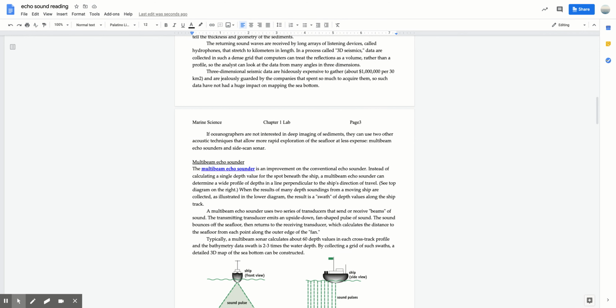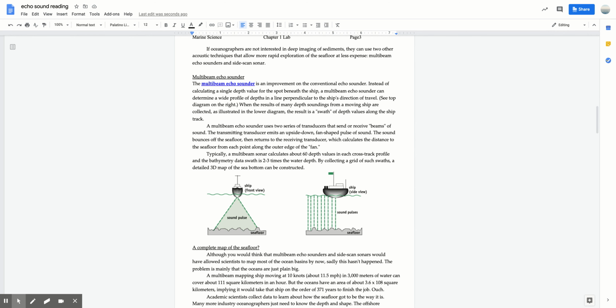If oceanographers are not interested in deep imaging sediments, they can use 2 other acoustic techniques that allow more rapid exploration of the seafloor at less expense. This is multi-beam echo sounders and side scan sonar. So a multi-beam echo sounder is an improvement on the conventional echo sounder. Instead of calculating a single depth value for the spot beneath a ship, a multi-beam echo sounder can determine the wide profile of depth in a line perpendicular to the ship's direction of travel. And when it says see the top diagram, it really is referring to this one over here. When the results of many deep soundings from a moving ship are collected, as illustrated in the lower diagram, this should be the lower diagram, a swath of depth values along the ship's track.